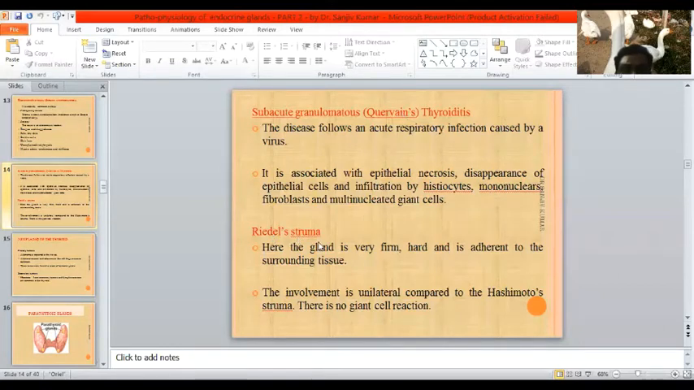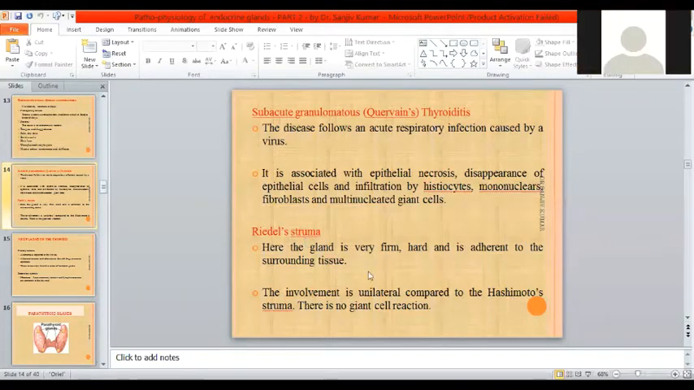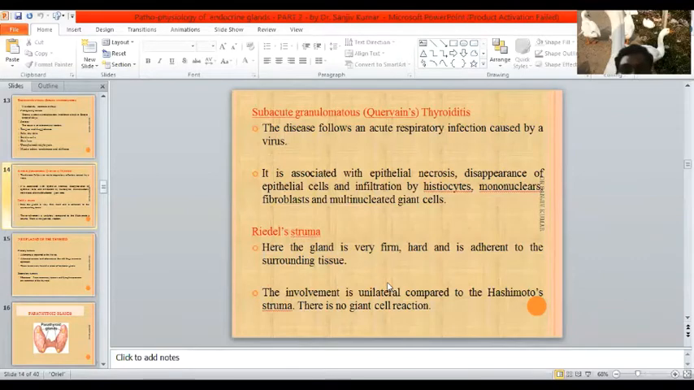Next is Riedel's struma. This is also important from objective point of view. The thyroid gland becomes very firm, hard, and it gets adherent with the surrounding tissue. Then the condition is called Riedel's struma. So remember this. But the point of differentiation with Hashimoto's disease is it is unilateral, and Hashimoto's disease is bilateral. That is, both the lobes are involved in Hashimoto's disease. In Riedel's struma only one lobe, either left or right, will be involved. Also, there will be no giant cell infiltration in case of Riedel's struma. This is a point of differentiation with Hashimoto's condition.